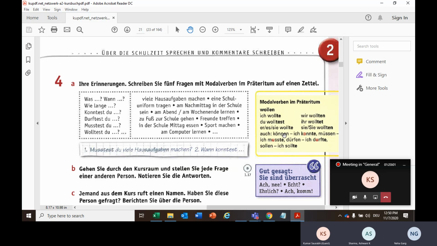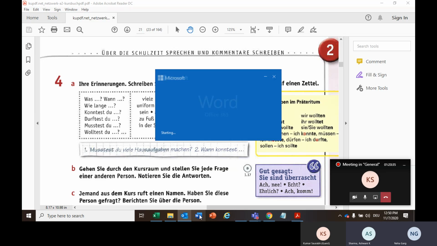Konntest du eine Schuluniform tragen? Okay, durftest du am Nachmittag in der Schule? Were you allowed to be in the school at midday? This question does not make much sense. Maybe you can ask mochtest du or wolltest du. Did you want to be or did you like to be? Okay, so first let's correct the questions and then we'll start asking each other.